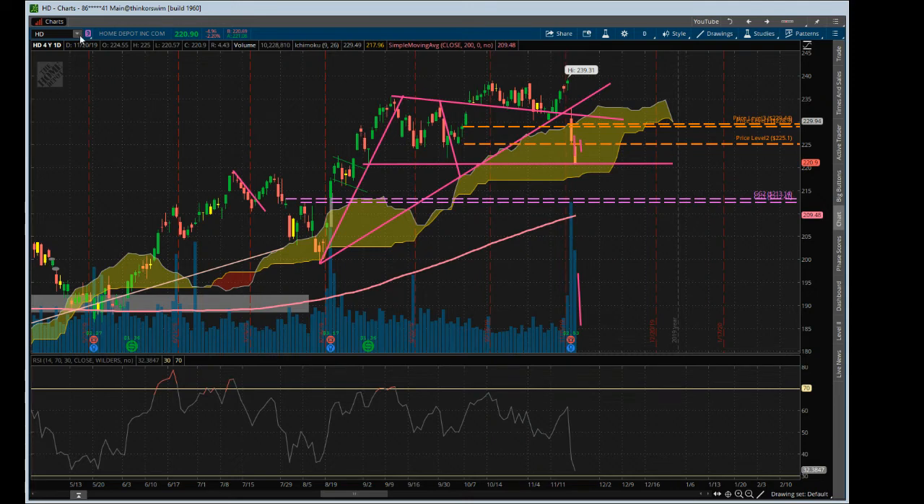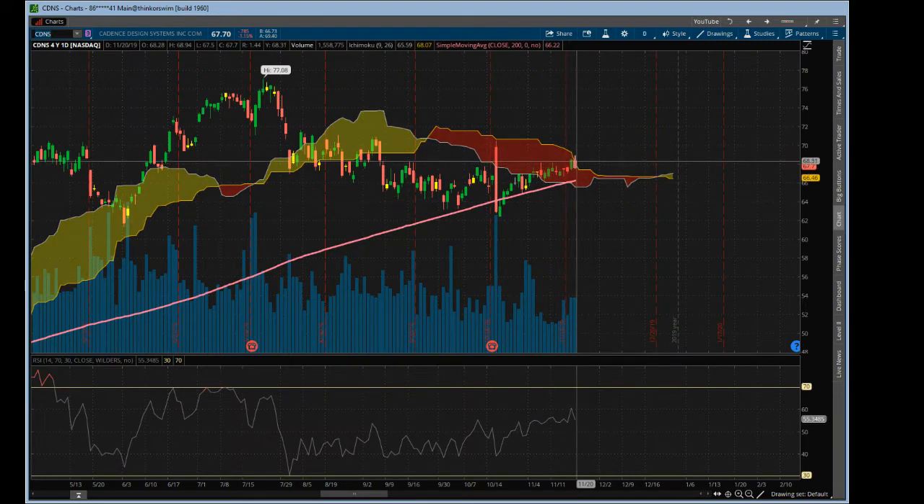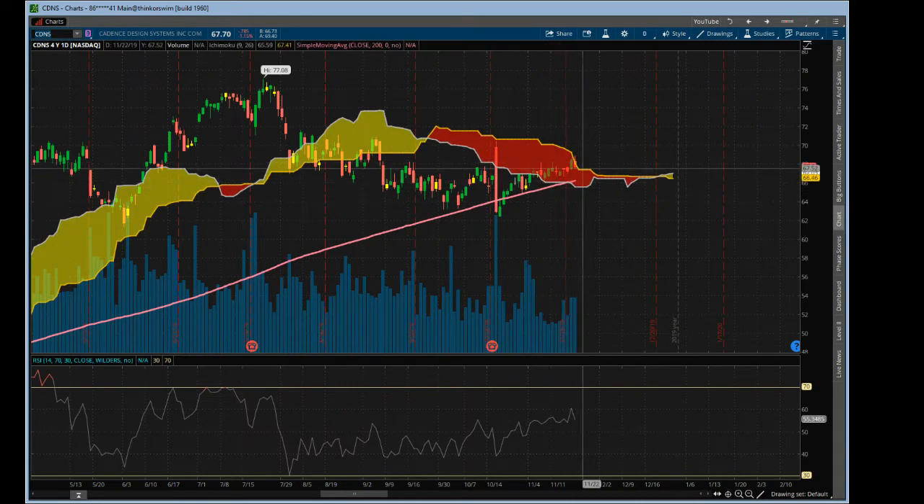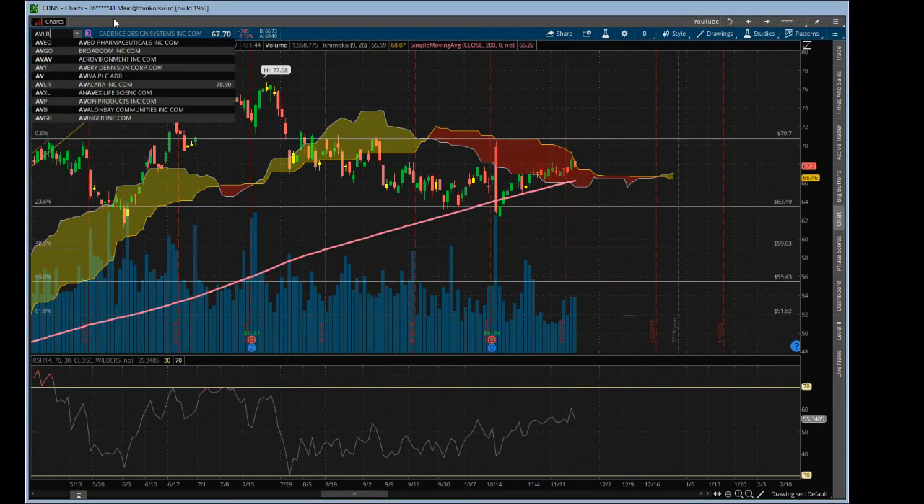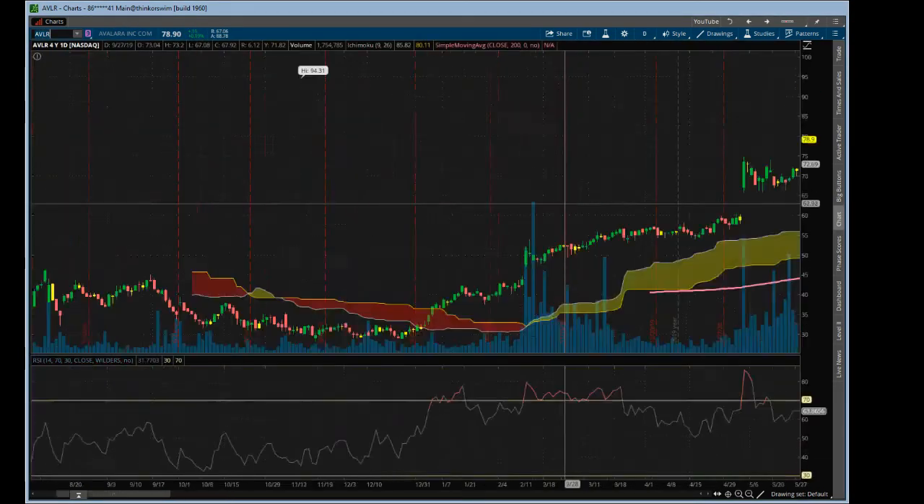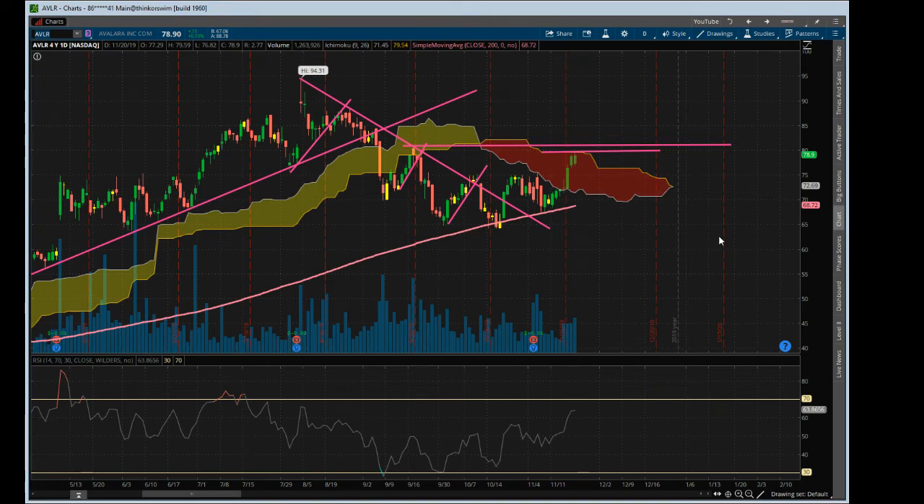Okay, CDNS, working its way up at the cloud, kind of coming through the cloud wall right here, but it is following that 200-day moving average up, so that could be interesting. And AVLR. Again, yeah, we looked at this a little bit earlier too. It's just got to get over those levels there. So good, yeah, my pleasure.